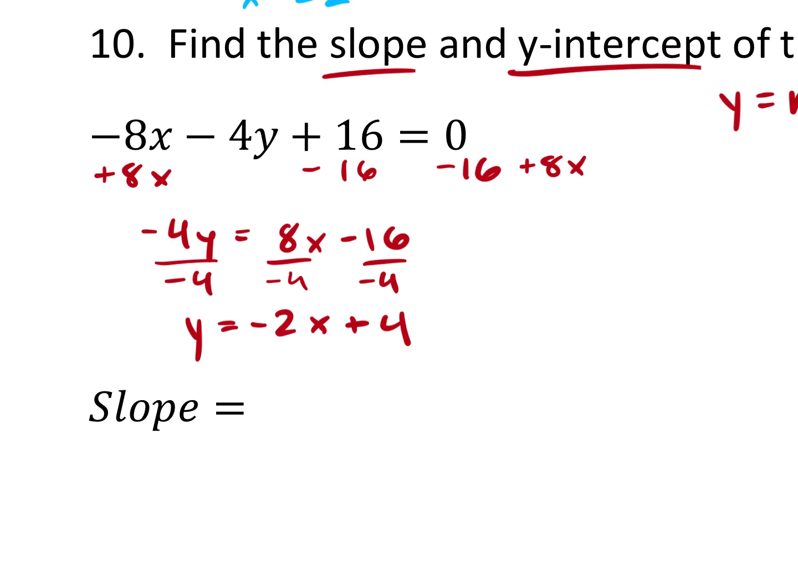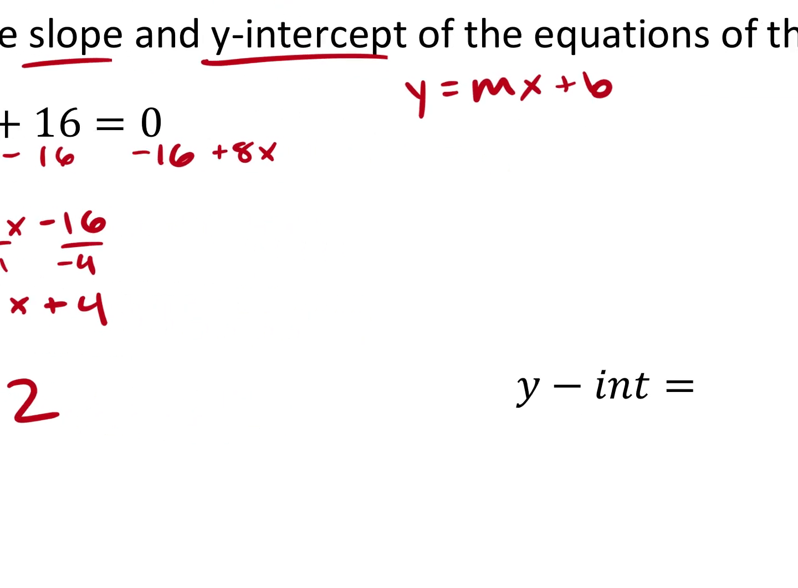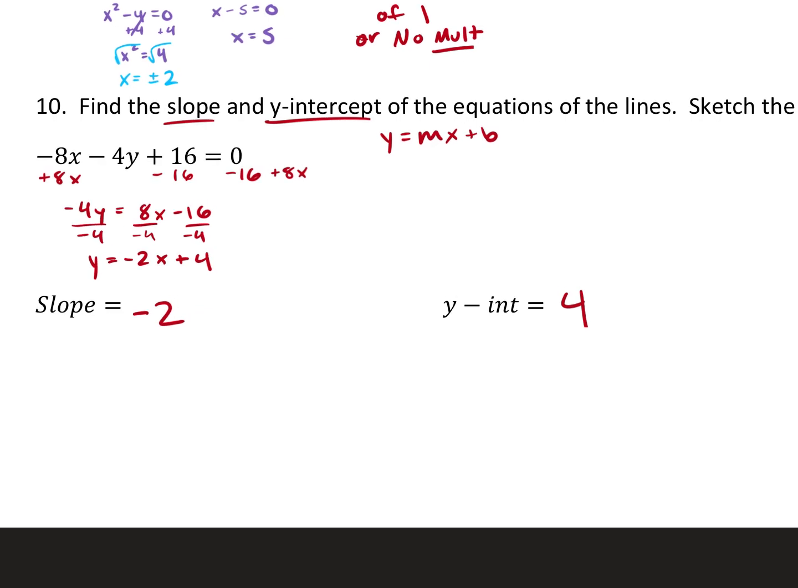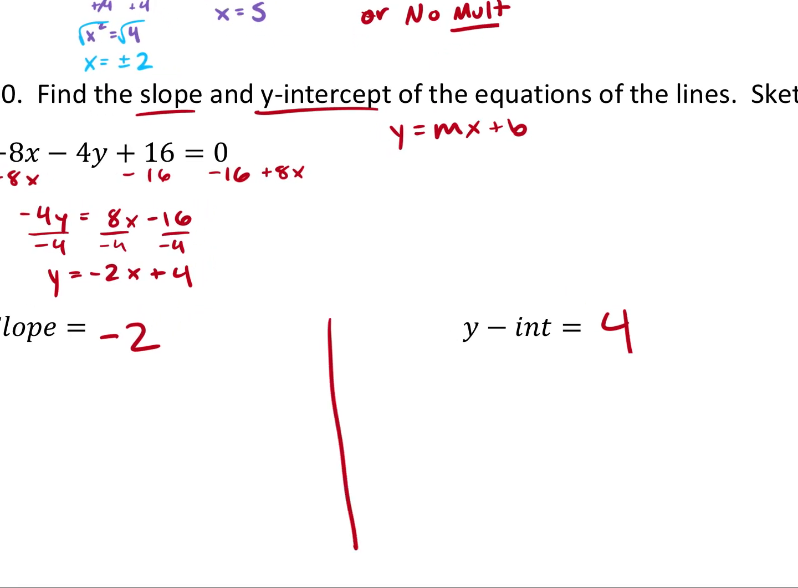So what's my slope? Negative 2. And what is my y-intercept? 4. And then to sketch the graph, always start with your y-intercept, so I would have a point at 4. And then to do the slope of negative 2, we go down 2, to the right one. Down 2, to the right one. So that would be my line.